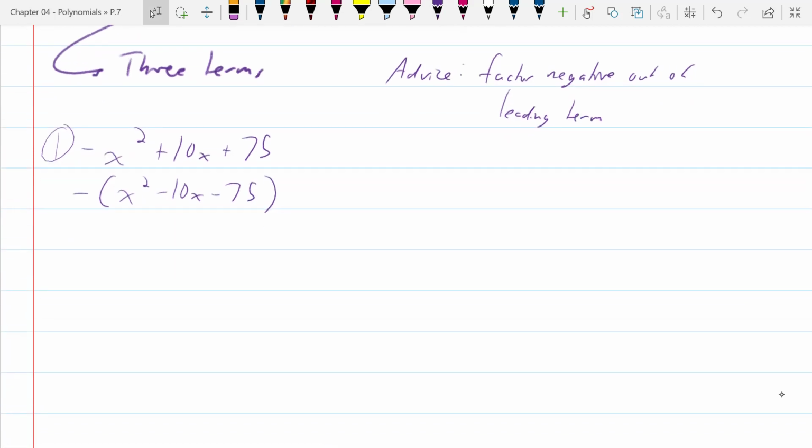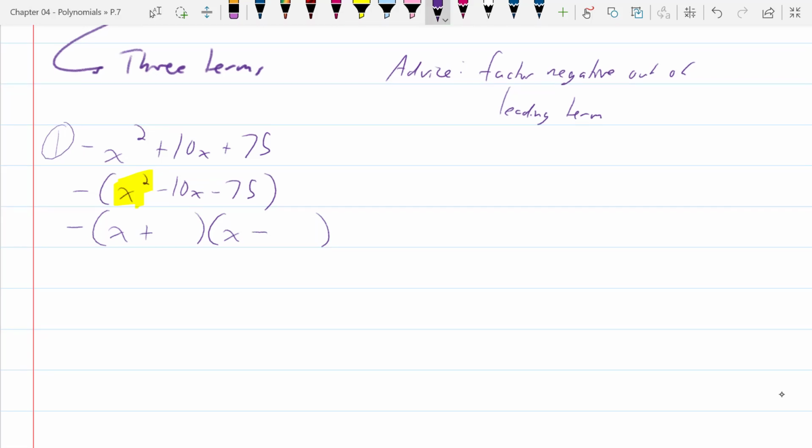Now we're down to a leading coefficient of 1, and this is a very familiar kind of polynomial that we factor. When we factor trinomials, we pull them into two binomials, and you ask yourself, what's the simplest possible thing that multiplies to become my leading term? That would be x and x. I know that I have a negative 75, so what has to follow is opposite signs. I need a positive and a negative.